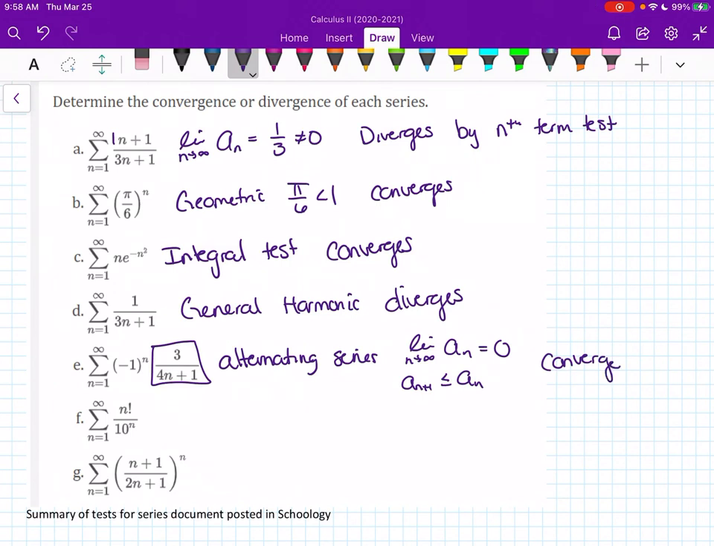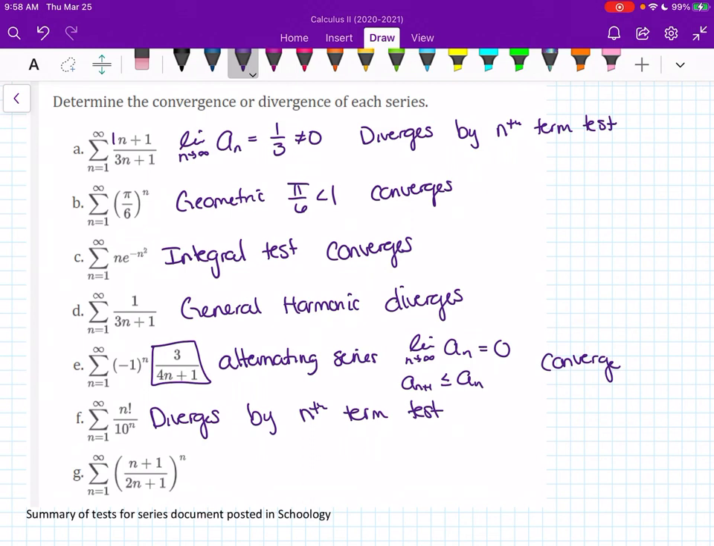For F, if I look at this one, my numerator is a factorial and my denominator is 10 to the n. So if I think about how fast factorials are growing compared to exponential functions, it's going to diverge. So this one diverges by the nth term test. Okay, my terms are not approaching 0 in that case.